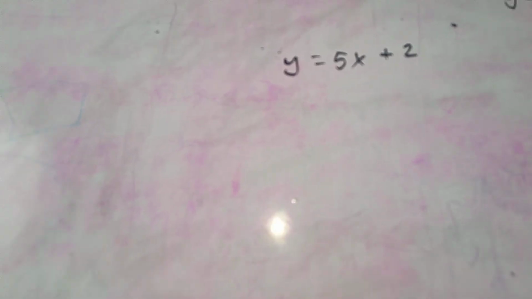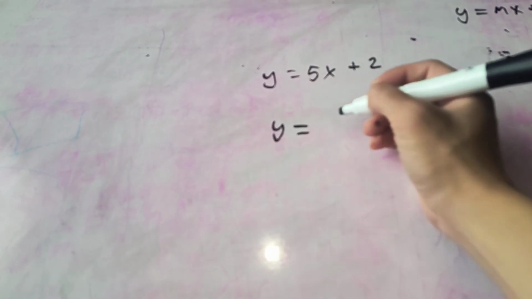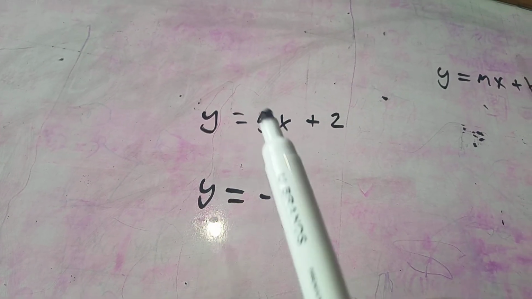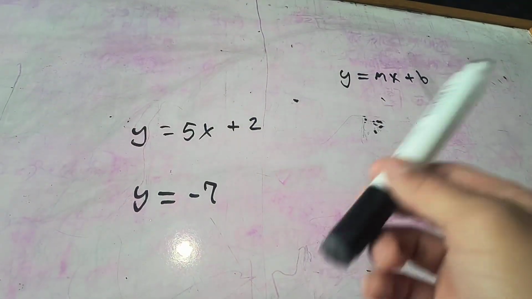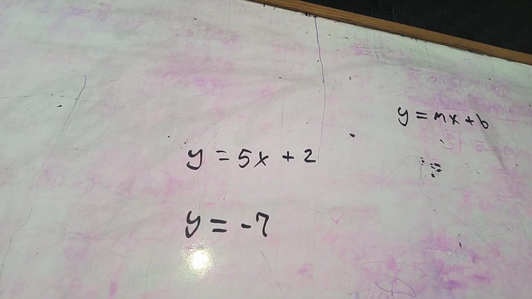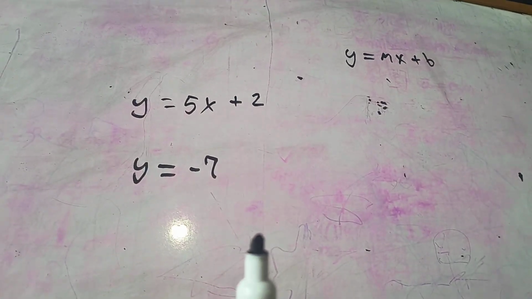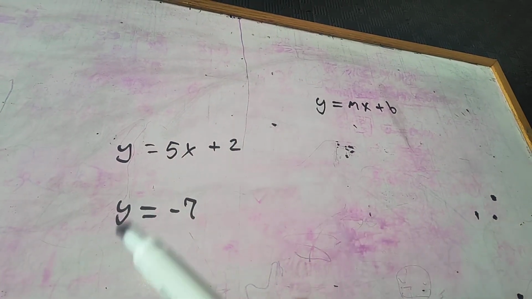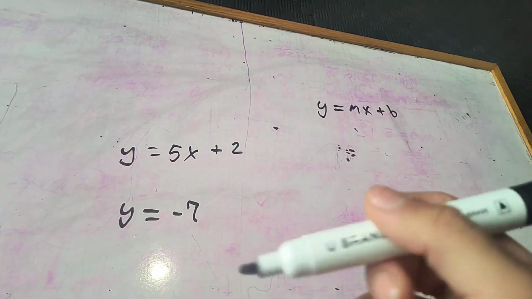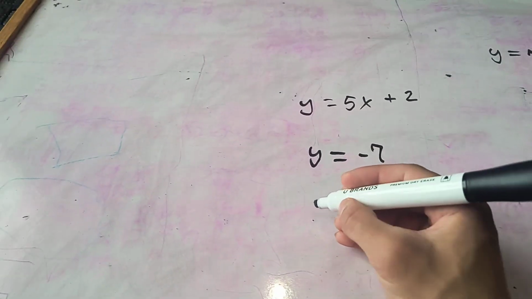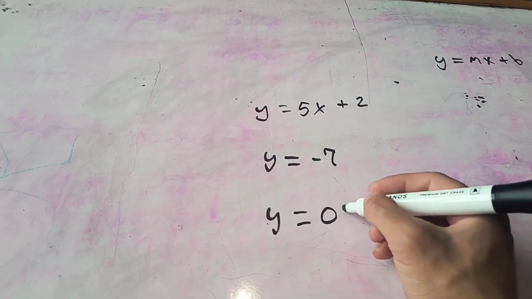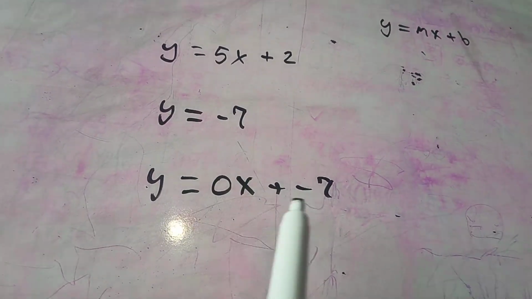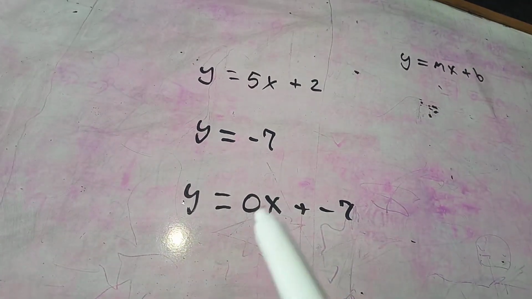So if I were to give you an equation like this, and I were to ask you what the y-intercept and the slope of the equation is, how could you solve that? Given that y is equal to mx plus b, m being the slope and b being the y-intercept, well, you could say y is equal to 0 times x plus negative 7. 0 times x will be 0, and then you just have negative 7 left.